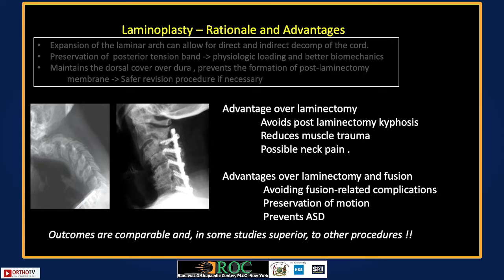It also avoids post-laminectomy kyphosis, which is usually seen over a period of time when you do extensive laminectomies ranging from C2 down to C7. It reduces the muscle trauma, and possibly there's a possibility of reducing the neck pain because you're keeping all the musculature intact posteriorly. Again, hardware-related complications, as seen in fusion surgeries, can be avoided in most of these cases. So the outcomes are more or less comparable, and in some studies they are much superior to the other two procedures, that is laminectomy and fusion surgeries.